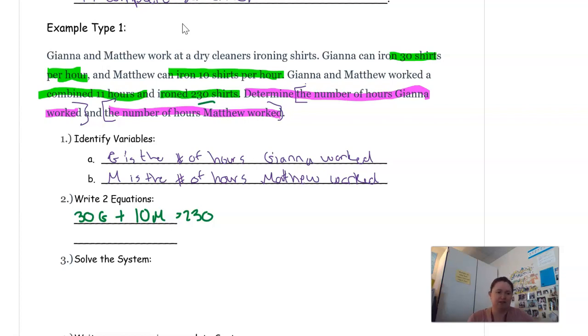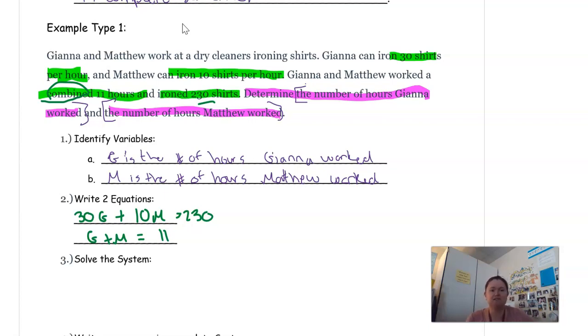Okay, but now you're saying, Miss Conway, that leaves one number to make a whole equation. And I'm here to tell you that when you see the word combined or total, you're just going to have first variable plus second variable equals number. So combined means G plus M equals 11 hours, because altogether, Gina and Matthew worked 11 hours. They might have done some of those hours at the same time, but 11 hours were worked altogether.